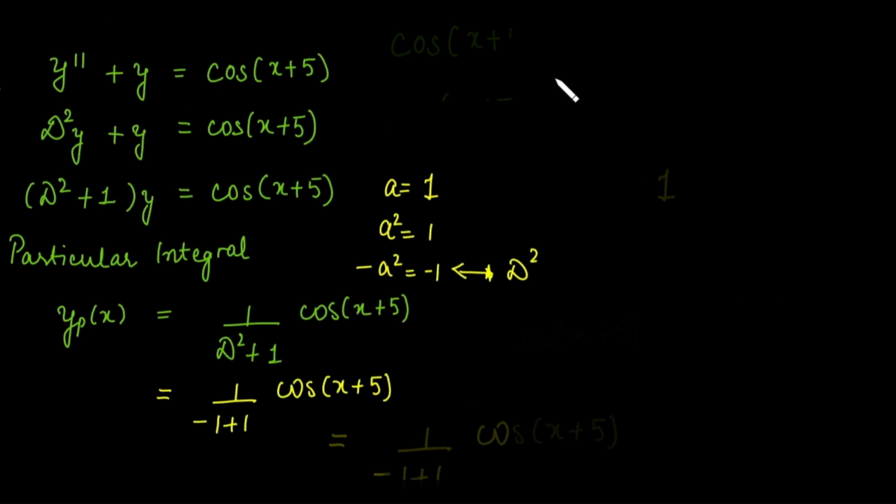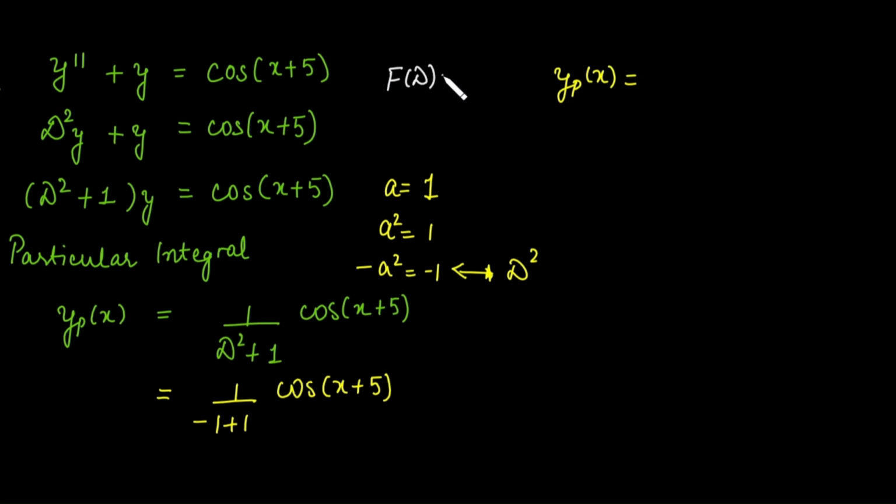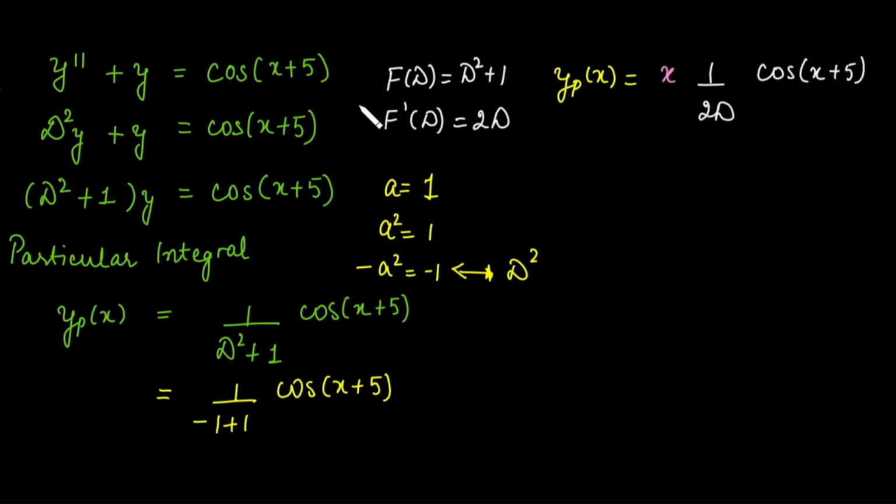So in this case, we have the solution y_p(x) equal to, rather than f(d), we will take its derivative. So f(d) is equal to d square plus 1, and its first order derivative with respect to d is 2d. So put its derivative rather than f(d). That is 1 upon 2d, right hand side function as it is. But there is an additional term, that is the x, because we are taking a first order derivative in this case.